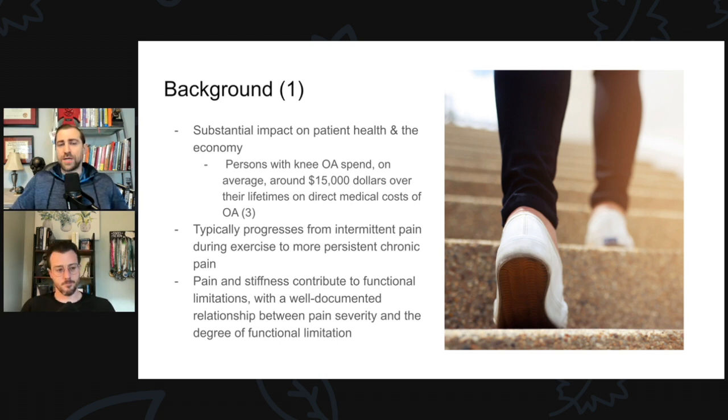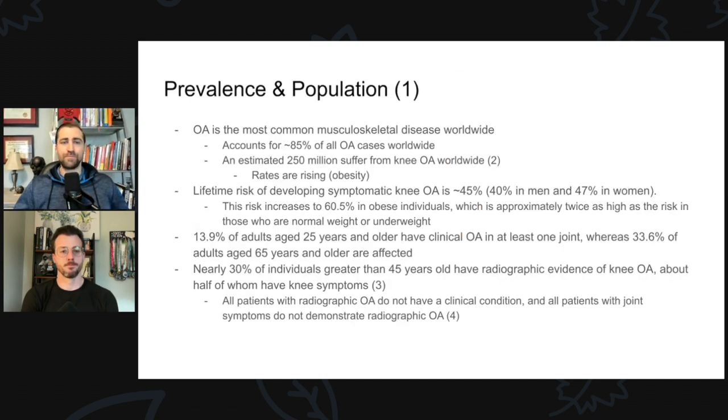Joint OA typically progresses from intermittent pain during exercise. So usually it hurts to do activity. And then it becomes more persistent chronic pain. It can hurt kind of up and down based on the day, doing absolutely nothing, right? Pain and stiffness contributes to functional limitations with a well-documented relationship between pain severity and the degree of functional limitation. If your knee hurts a lot, stairs can be hard, getting out of bed can be hard. All that stuff gets more challenging when pain goes up.